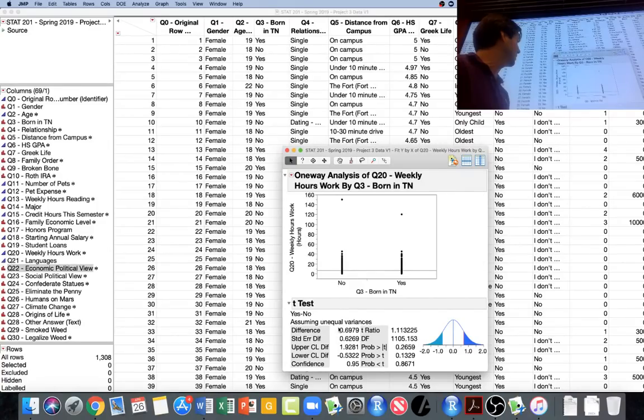Now, what does this difference value right here mean? In our results, it was the difference. So which group was higher? Which group worked more? Yes group. Does everyone see the difference is positive? So that means the yes group worked 0.69 more hours on average. The standard error of the difference is from the formula square root of s sub 1 squared over n sub 1 plus s sub 2 squared over n sub 2.